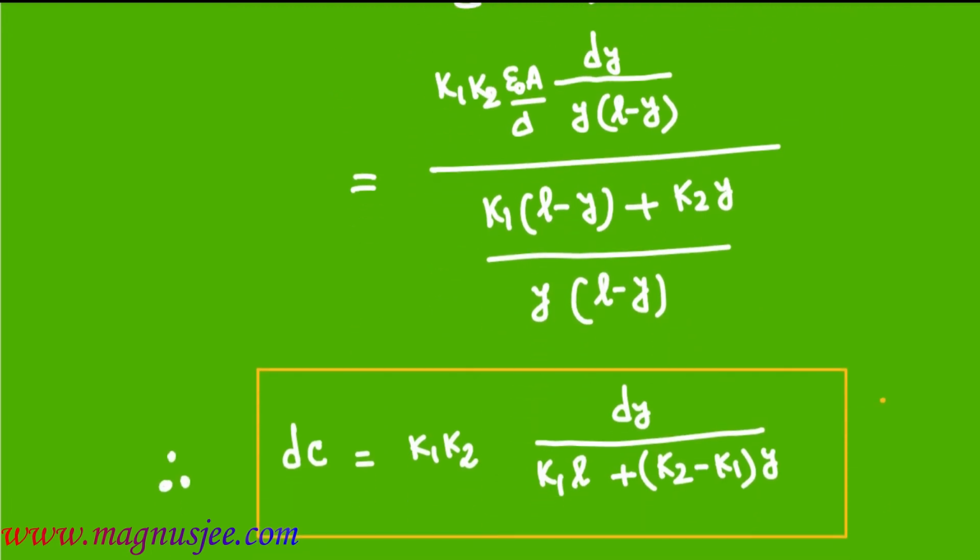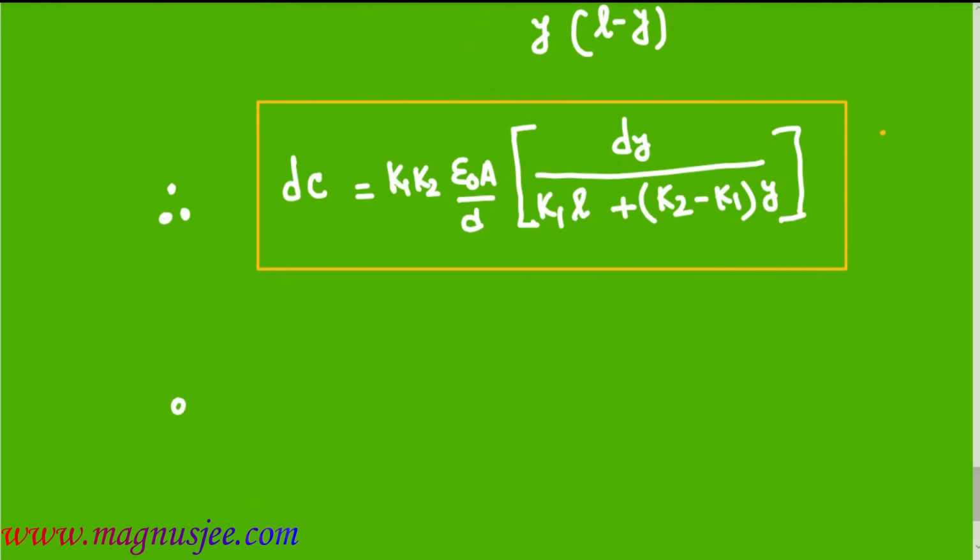Now K1 K2, in the expression of dC, again we have to write epsilon 0 A divided by d with K1 K2. Here we can erase this part and write K1 K2 epsilon 0 A divided by d into dy divided by K1 l plus K2 minus K1 into y. That is dC, the equivalent capacitance of the series combination of two elementary capacitors dC1 and dC2. Therefore C is equal to the integral of dC, y equal to 0 to y equal to l.